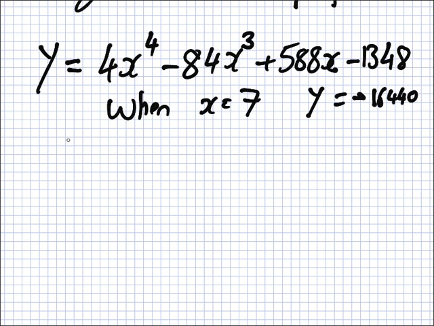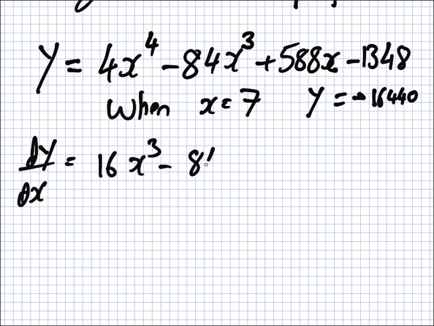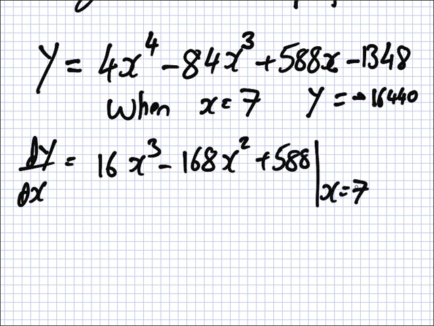Okay, so first derivative. That is 16x cubed minus 84, nope, that's not it, minus 168x squared plus 588. We make x equal to 0, and what I really care about is if it's positive, negative, or 0. I don't really care too much about the number, just if it's positive, negative, 0.